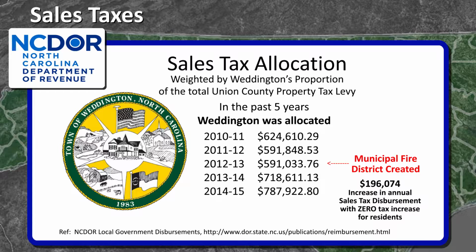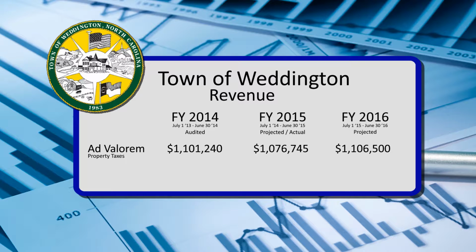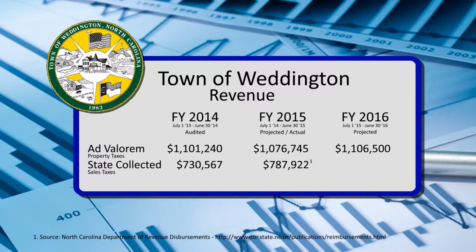You know, others in this election have campaigned on, quote, getting out of the fire service business. Well, it looks like getting out of the fire service business would decrease the size of our sales tax allocation and cost the town a significant amount of money. Now we can add the sales tax line item to the Weddington revenue profile.